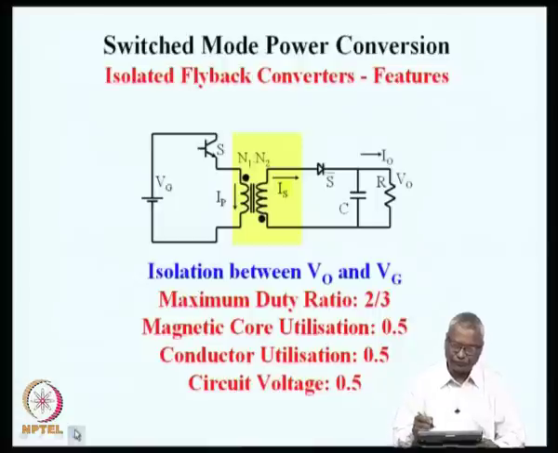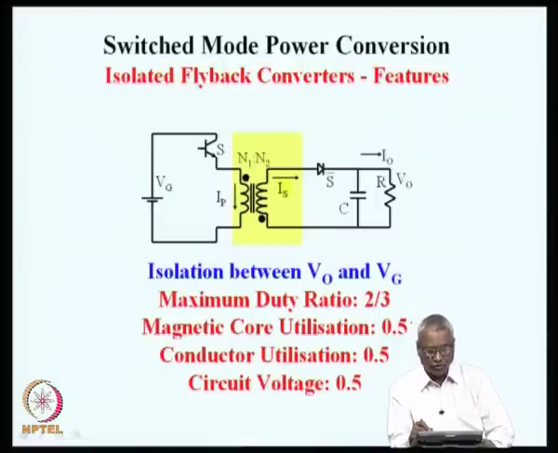In this again utilization is not as good. Magnetic core is utilized only in one direction because it is not a transformer, it is an inductor. Conductor is utilized only for half because the winding carries current only for part of the cycle. Duty ratio probably can go a little beyond 0.5, normally typically up to 2/3. Circuit voltage also is only partly utilized.